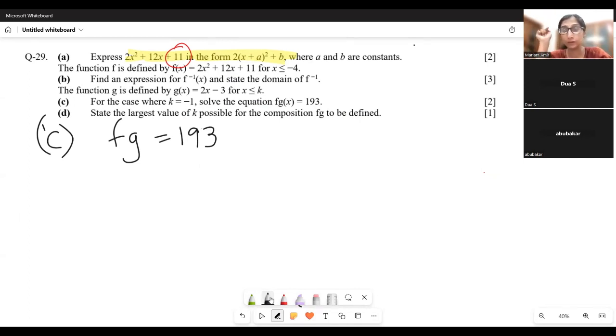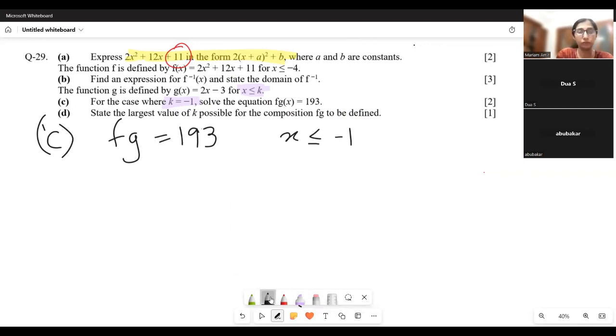f g की domain होती है domain of g. And what is the domain of g? x is less than k and they're saying that k is -1. So the domain of this is going to be x is less than equals to -1. So we have to make sure that if we get two sets of answers or multiple answers, we're only going to choose the one where x is less than equals to -1.